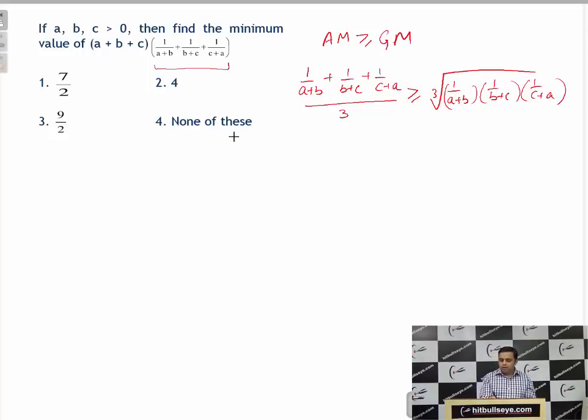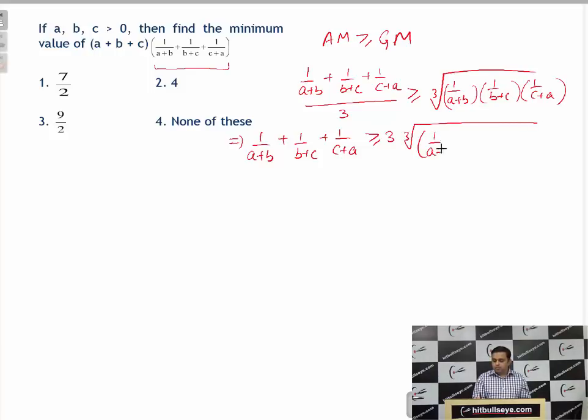From here I can write it as 1 upon a plus b plus 1 upon b plus c plus 1 upon c plus a greater than or equal to 3 times the cube root of the product of these three terms. So take this equation as number 1.